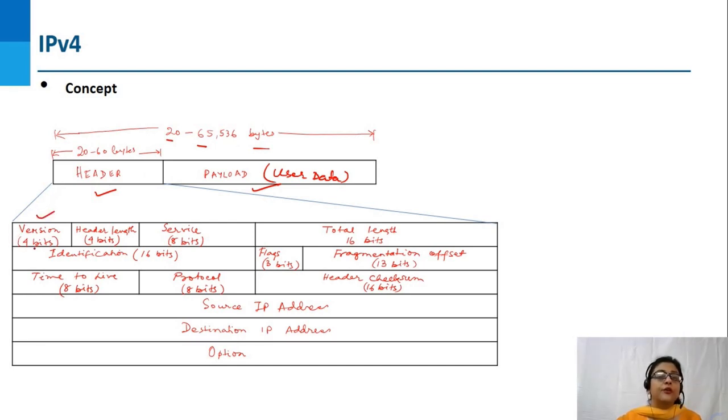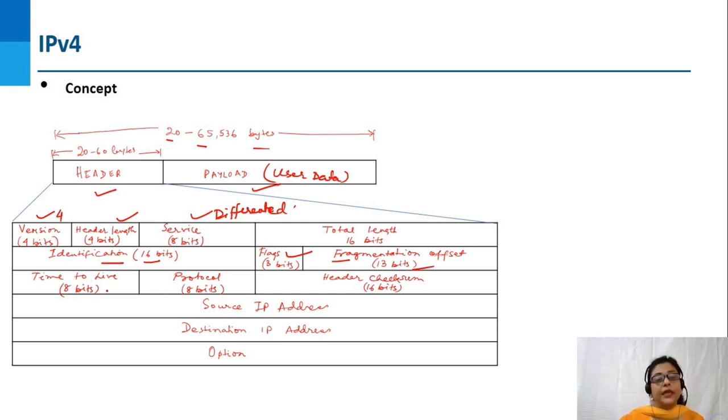Now the header part consists of several fields. The first field is a 4-bit field which indicates the version number. In this case, it is version 4, followed by 4 bits of header length, then 8 bits of service type. Mostly here we have differentiated services. The next 16 bits consist of the total length of the datagram. After that, we have identification consisting of 16 bits. This is mainly used for fragmentation. Then we have the flag bits, which are 3 bits. Then we have fragmentation offset, which consists of 13 bits.